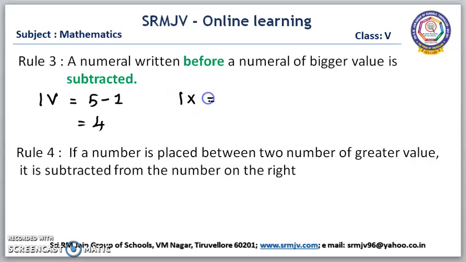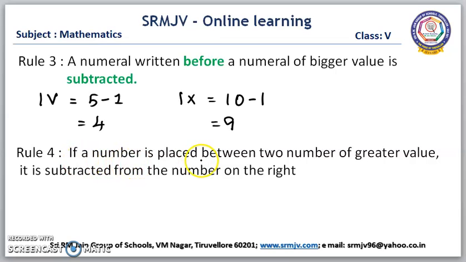X. Here X is the greater value. The value of I is smaller, isn't it? So we have to subtract 1 from 10. Then 10 minus 1 is equal to 9. The value of the Roman number is 9. Is it clear, children? The next rule, rule number 4.